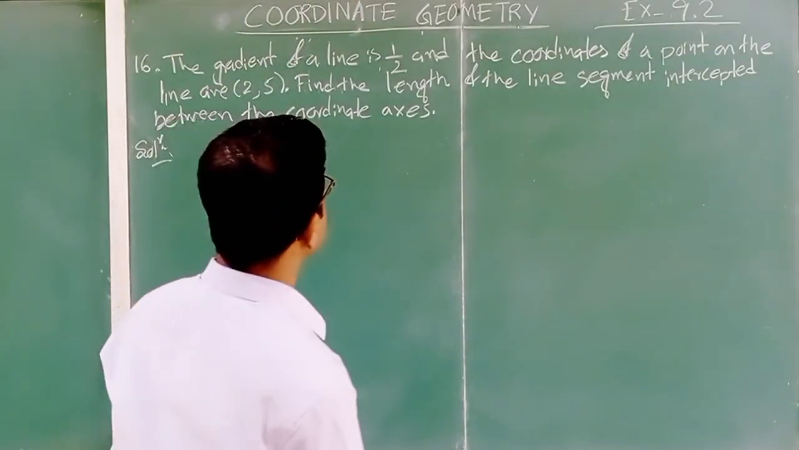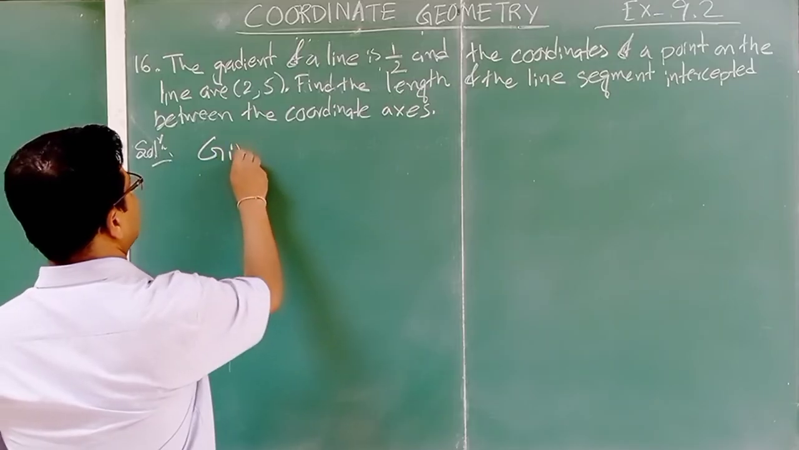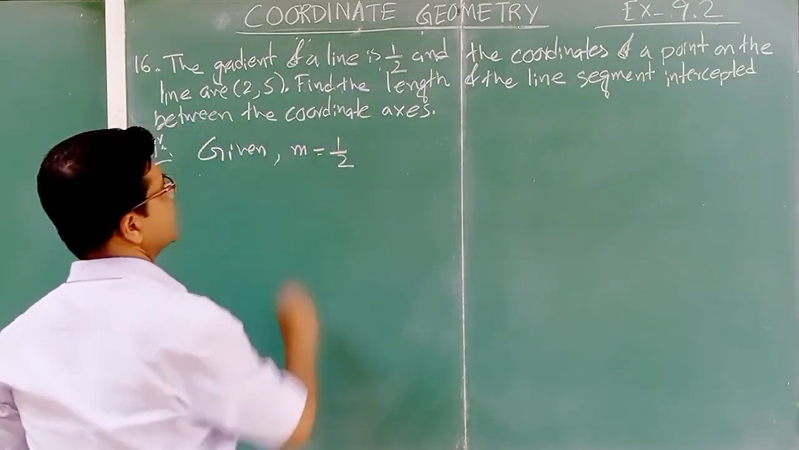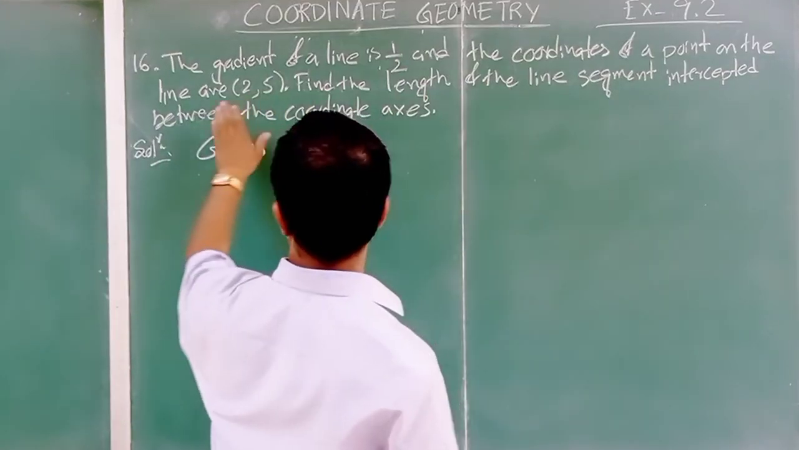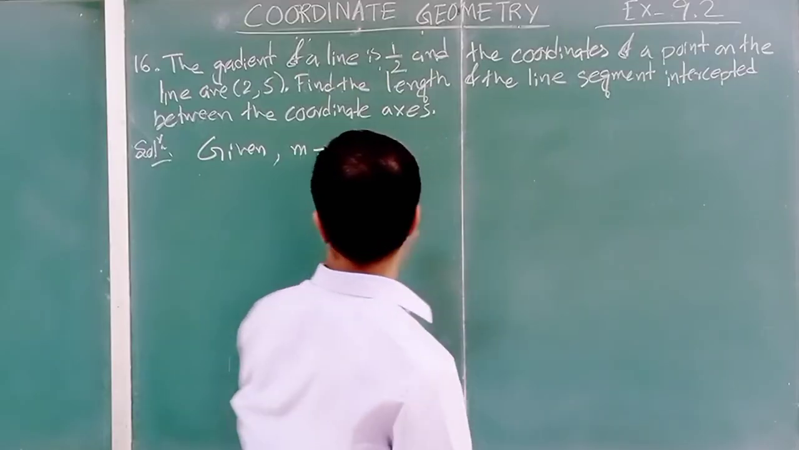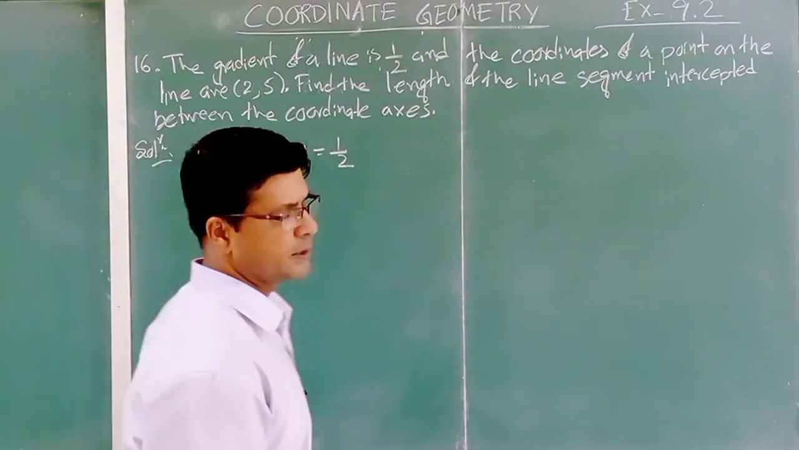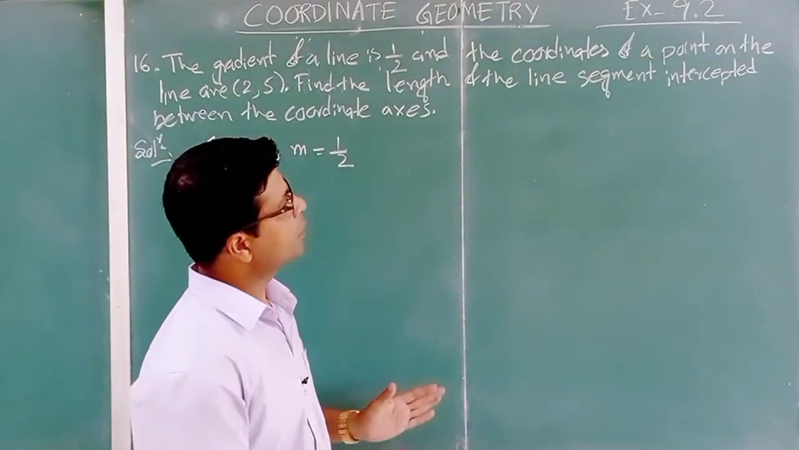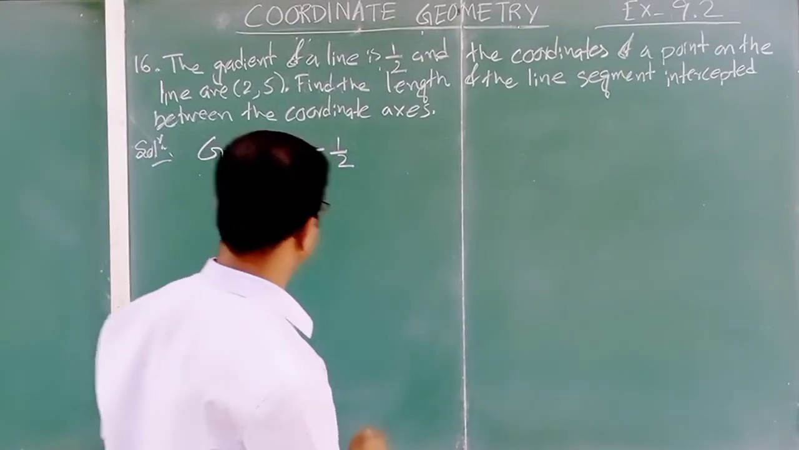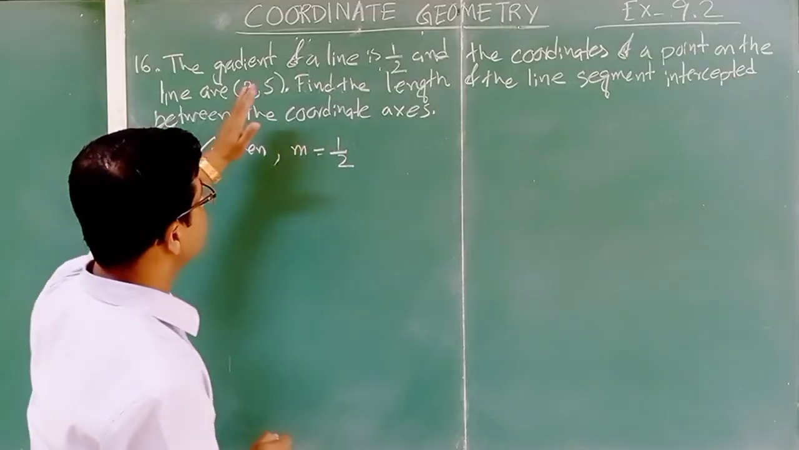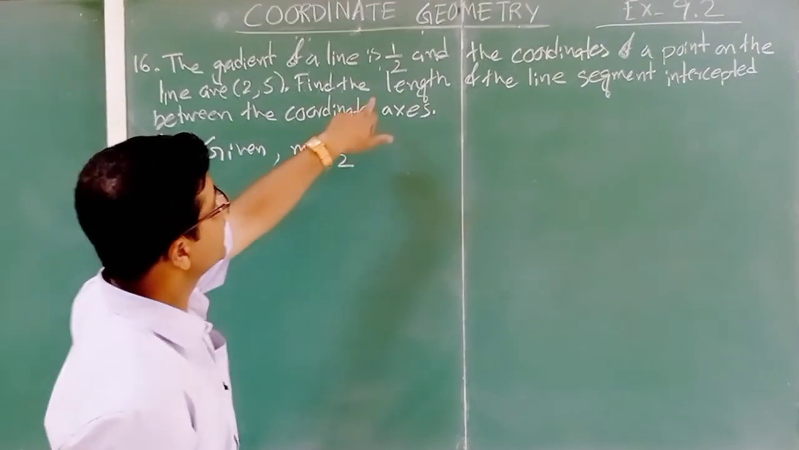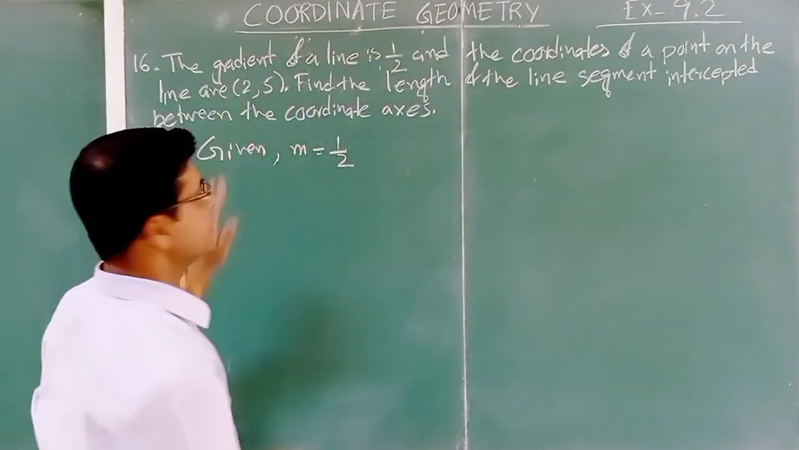The gradient of a line is half, so given m is equal to half. The coordinates of a point on the line are (2, 5). Find the length of the line segment intercepted between the coordinate axes. That means we have to take the line in the intercept form. First, what is given? The slope of a line and the coordinates of a point are given.